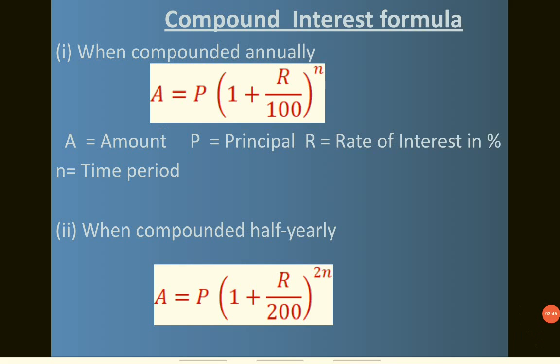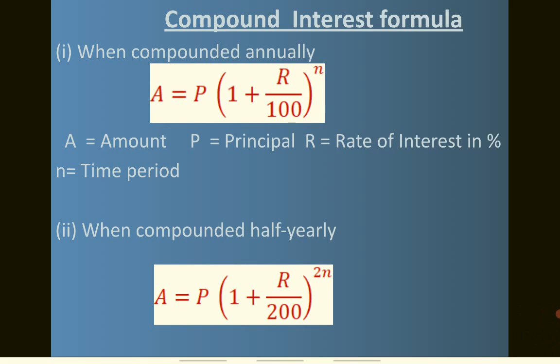So now let's see the compound interest formula. When compounded annually, the formula would be amount is equal to principal, open bracket, 1 plus R divided by 100, close bracket, to the power of n. It means the time period. The A is called as the amount, P is called as the principal, R is called as the rate of interest in percentage only, and n is called as the time period.